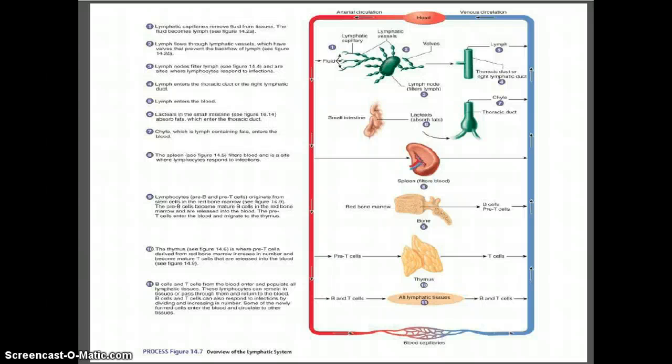And this, you probably can't read this very well, but there is a diagram just like this in chapter 14 in your book, an overview of the lymphatic system, a nice summary which summarizes the functions for you of the lymphatic system. So please do take a look at this.